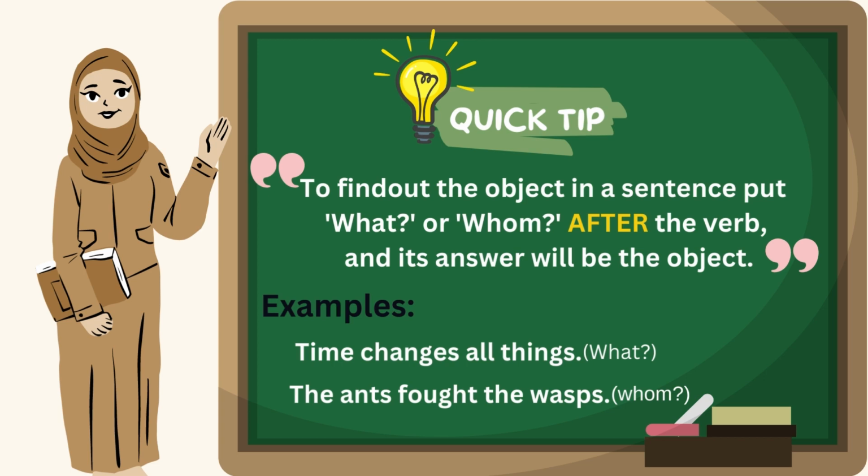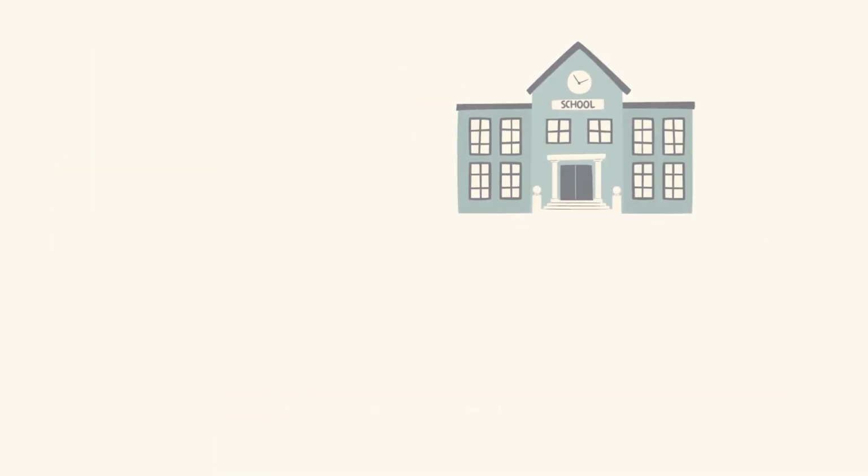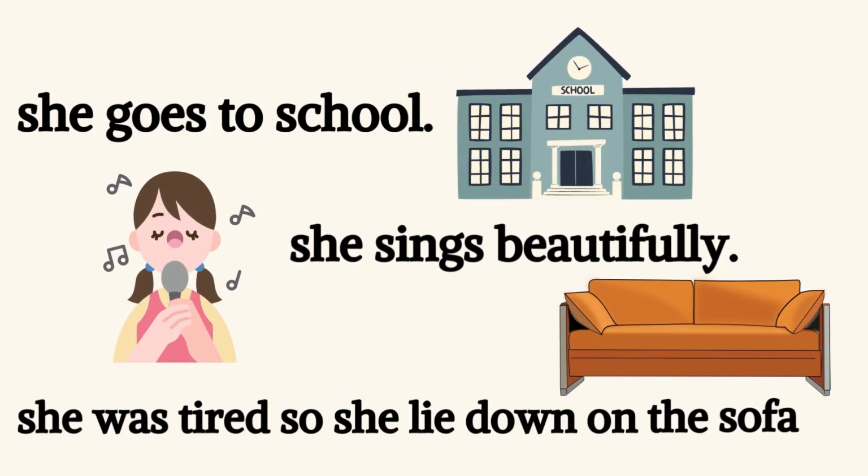So everything seems so easy and everything is plain. लेकिन confusion कहाँ पर आती है? When we have some sentences like this: she goes to school, she sings beautifully, she was tired so she lay down on the sofa. एक common misconception जो कि build हो जाती है वो ये है कि verb के बाद का जो part है वो object होता है, but it's not like that, that is very very wrong.